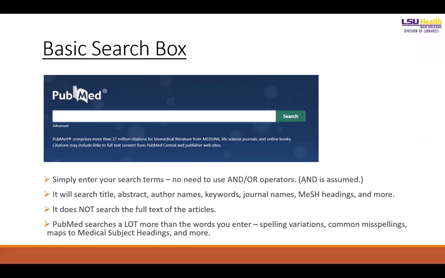All right. So the basic search box, if you've ever been to PubMed, this is what you see on the front page. And it's very basic, very plain. You simply enter your search terms. You don't need to worry about using words like and or any other Boolean operators. It assumes that you are combining your terms and want all of them included in your search results. When you do it this way, it will search the title, the abstract, author names, the author keywords, the journal names, MeSH headings, many, many fields of the PubMed record. It's a very broad search. It does not search the full text of the article, so it's not doing that.